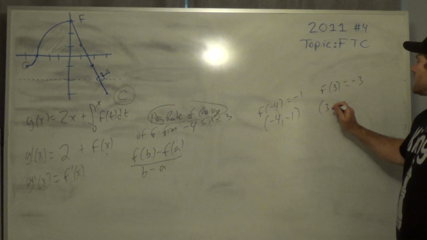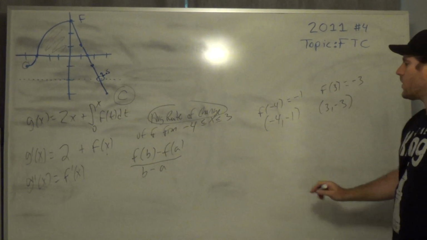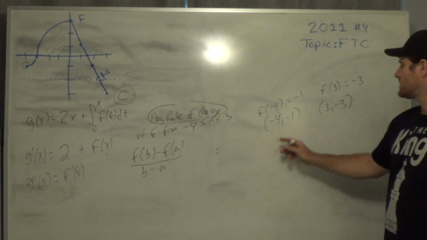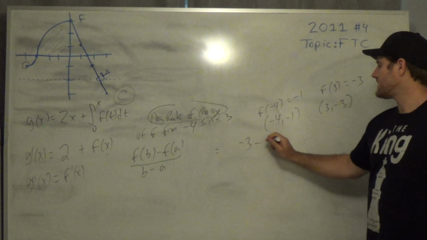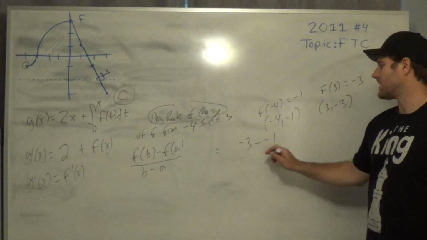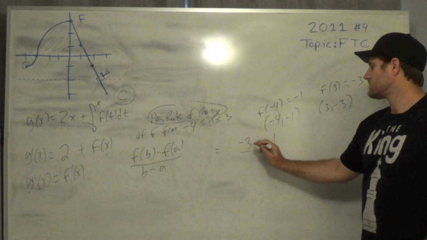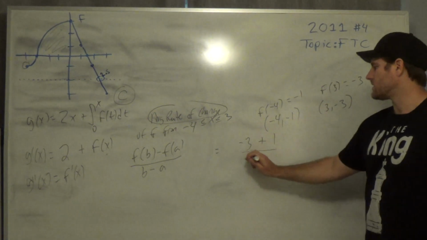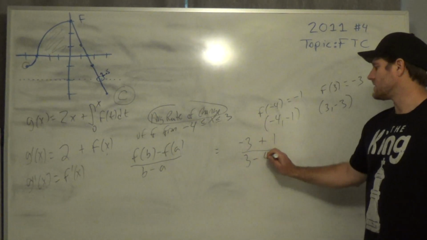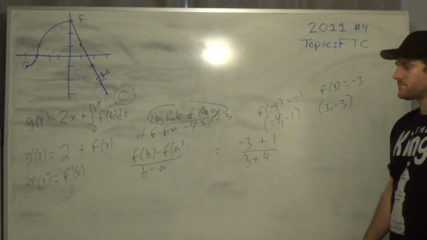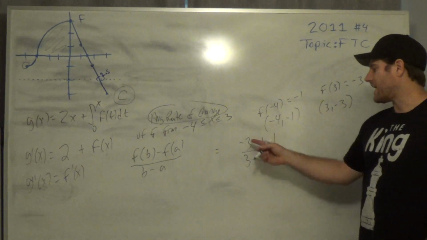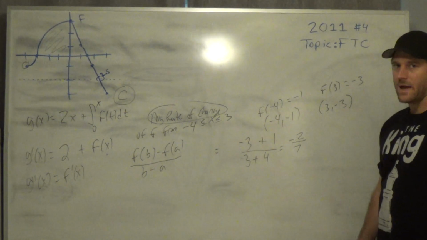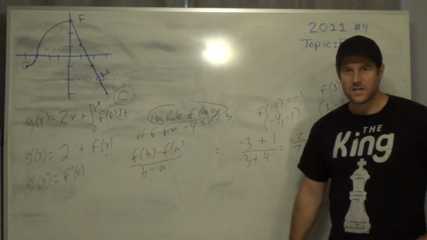Or if you like, you can write this. So, average rate of change, subtract the y's on top. So -3 minus -1, or of course you could just make that a plus. So -3 minus -1, and then on the bottom 3 minus -4, which I'm just going to make a minus a negative, make it a plus. There you go. You do not need to simplify it. If you do simplify it, you get -2 over 7. Okay, so that's the first part. That's your average rate of change.